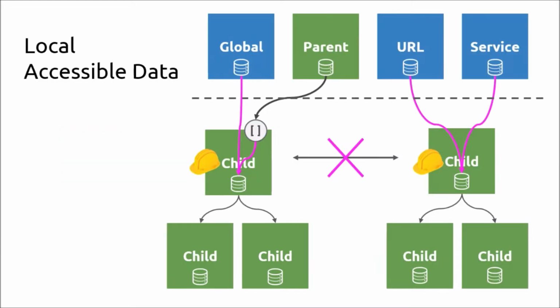Versus local accessibility is not that much about sharing global state, but way more about maintaining an isolated piece of state in your components. You may combine certain layers that I marked here on the upper part of the dashed line, the global state, parent components, the URL, and other services. And in your component state, marked here with the yellow helmet, you combine those. Important here is you don't share this state between multiple different components. It is really very local.